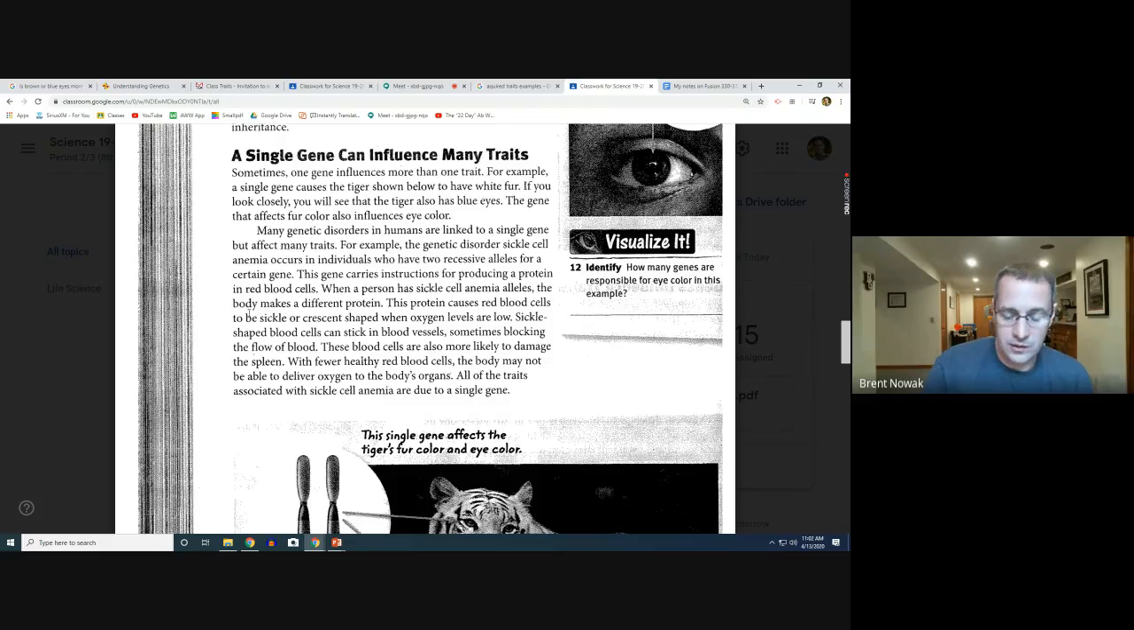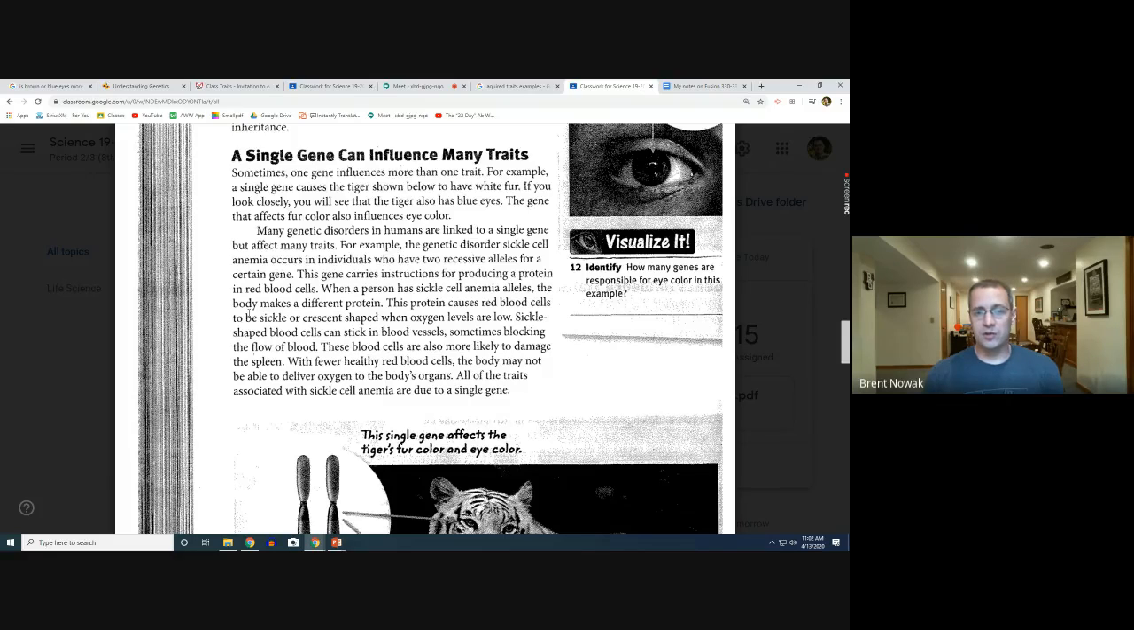All right, so as we read through this, a single gene can influence many traits. Sometimes one gene influences more than one trait. For example, a single gene causes the tiger shown below to have white fur. If you look closely, you will see the tiger also has blue eyes. The gene that affects fur coat also influences eye color. What's important in that? One gene influences more than one trait. That would be your takeaway from that.